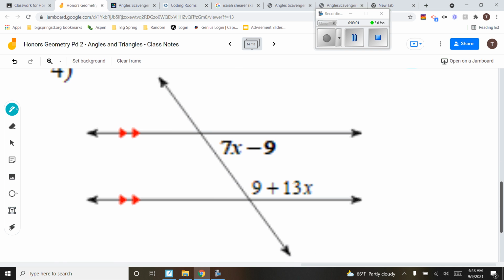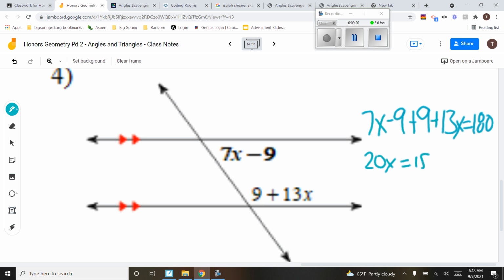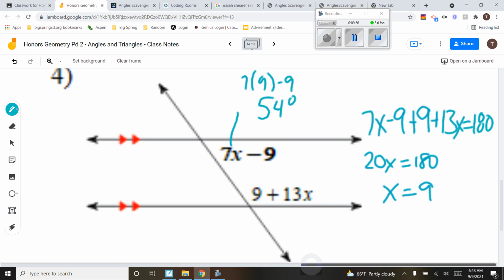Moving down here, those are same side interior. One's acute, one's obtuse, so this is going to be a supplementary situation. Hopefully I don't run out of room. So I combine like terms. Ooh, the 9s cancel out. That's nice. So I get x equals 9. If I plug that back in, 7 times 9 minus 9. 7 times 9 is 63, minus 9 should be 54 degrees. And I know I might be moving a little fast, but you can always go back and look at these.